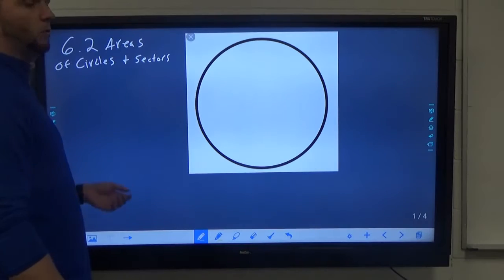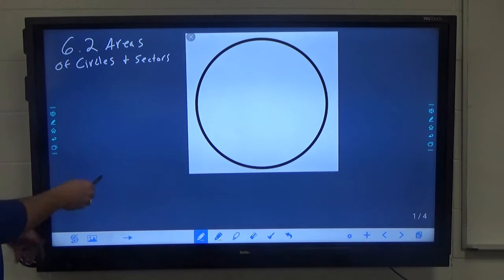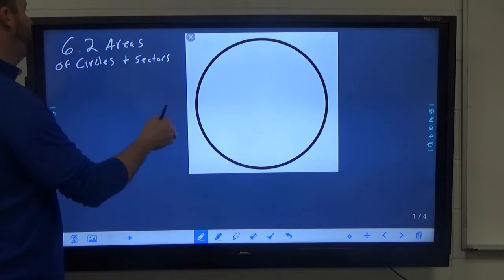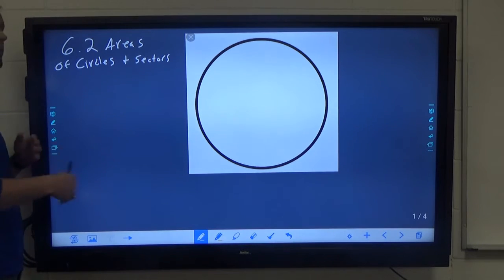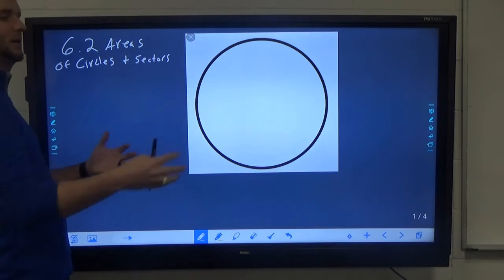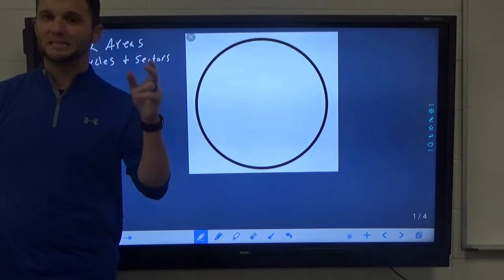All right, guys, so we are moving on to 6.2, which is areas of circles and sectors. You guys may have already learned how to find the area of a circle, but we're going to go back over that. And then also we're going to be learning how to find the area of a sector. So the first thing we're going to look at is some vocabulary.